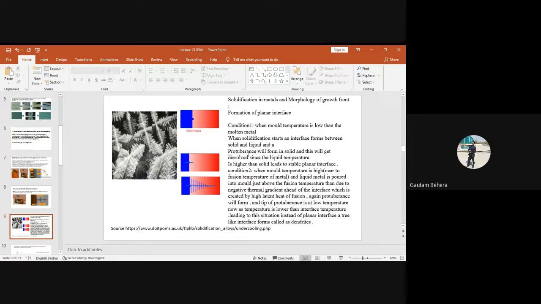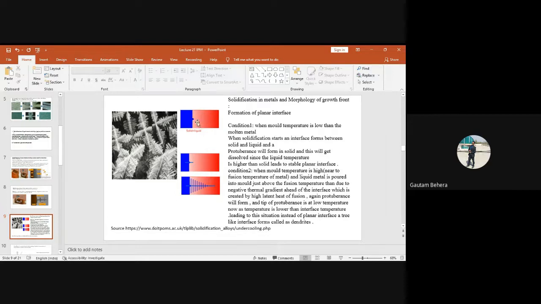That is called a protuberance. Protuberance means it is a disturbance. A disturbance will form as a bump at the liquid and solid interface. This is an interface, right? Interface is nothing but the boundary between solid and liquid. So at the interface of solid and liquid, a protuberance is formed, which is a disturbance. This protuberance may dissolve or it may preferentially grow, right?